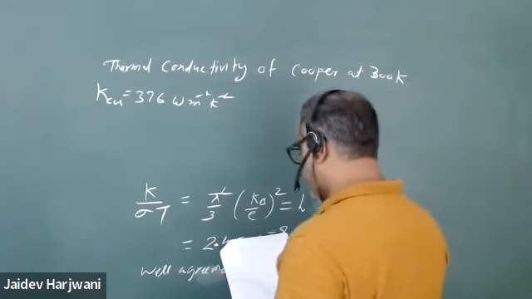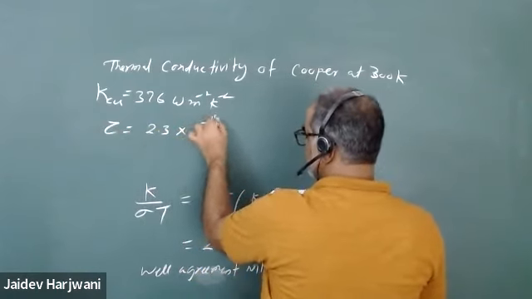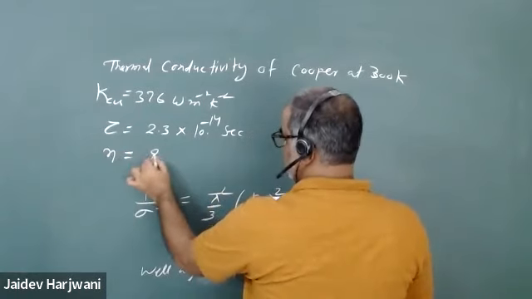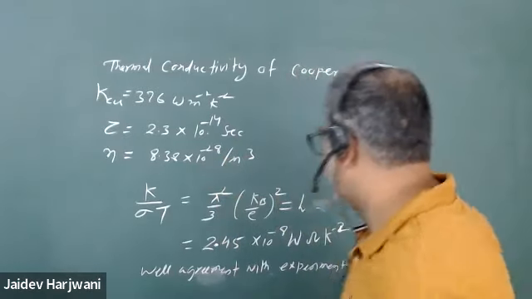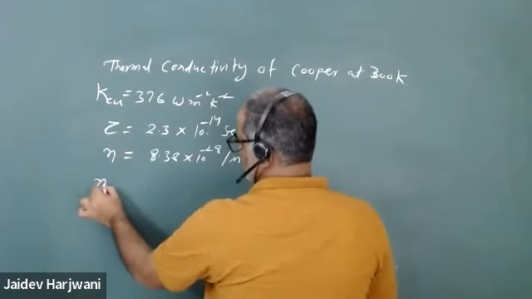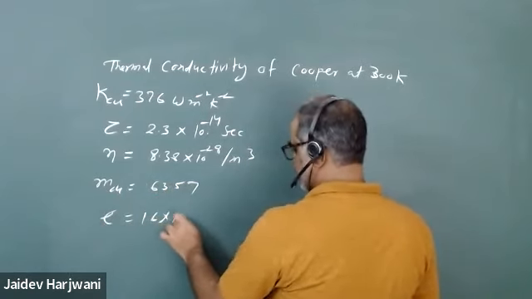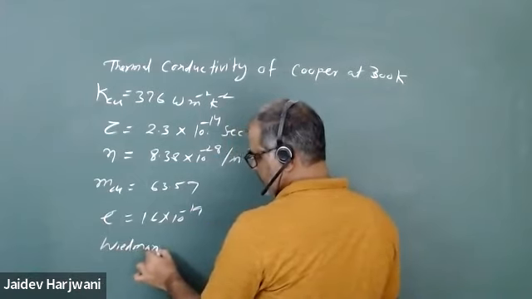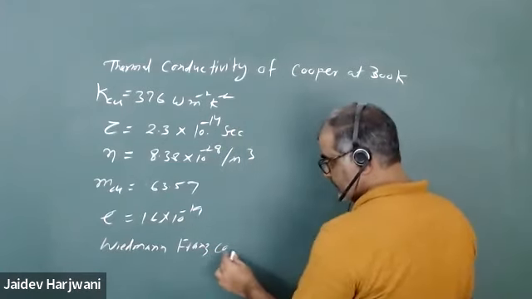The tau value was given, the collision frequency, about 10 to the power minus 14 seconds. It is always of the order of 10 to the power minus 14 seconds. The density is 8.38 into 10 to the power 28 per meter cube, the charge density. If I take the atomic mass of copper, that is equal to 63.57. The electron charge you already know, 1.6 into 10 to the power minus 19. So now you can calculate the Wiedemann-Franz coefficient. 63.57 kg. What is the atomic number? Atomic.